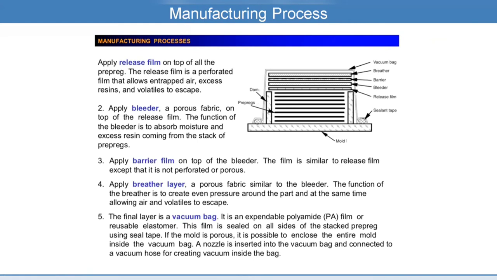Covered that already. Apply a barrier film on top of the bleeder, and the film is similar to a release film, except that it is not perforated or porous. And then we apply a breather layer, and the breather layer typically allows you to apply even pressure, like I said before, around the part, and at the same time allows air and volatiles to escape. Last week, in the previous lecture, I showed you a video of composite manufacturing. A lot of these steps were shown there. So I hope that you've really embraced composites manufacturing in a virtual environment. The final layer is the vacuum bag, and it is an expendable approach that is used there, okay?